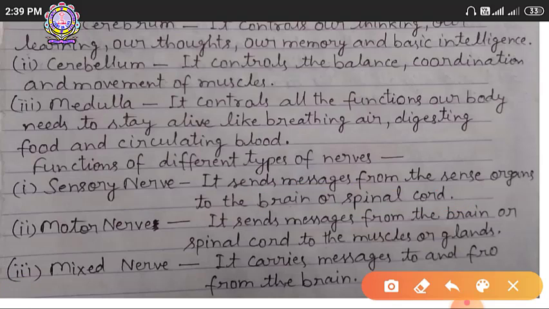Now second heading is motor nerve. And what is the function of motor nerve? It sends messages from the brain or spinal cord to the muscles or glands. This is the function of motor nerves.